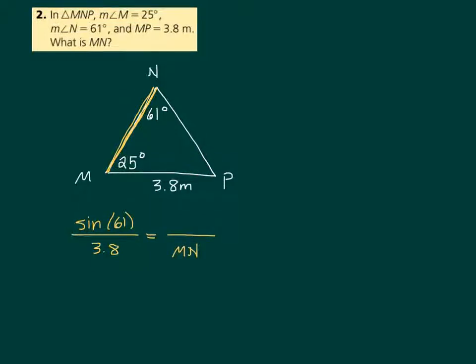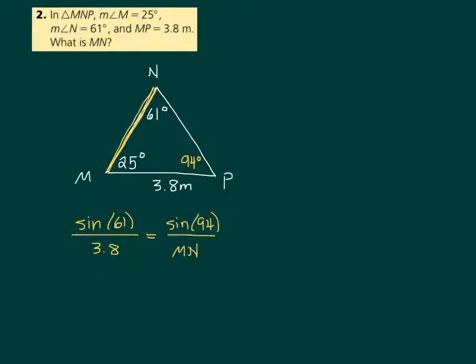So what is this angle? We know these two. What is this one? 4. So this angle we have to find out is 94 degrees. So this is the sine of 94 degrees over MN.